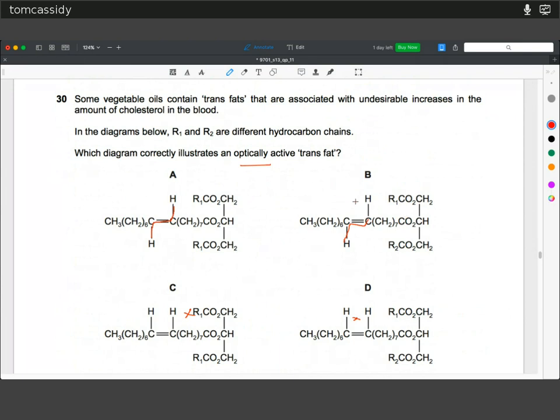Come over here, you can see actually that, because it says R1 and R2, they're different. So the carbon atom here has a hydrogen atom there, a different group here, a different group here, a different group here, four different atoms or groups attached to the central carbon atom. So that one is both trans and optically active. It's got a chiral carbon. So 30, answer is B.